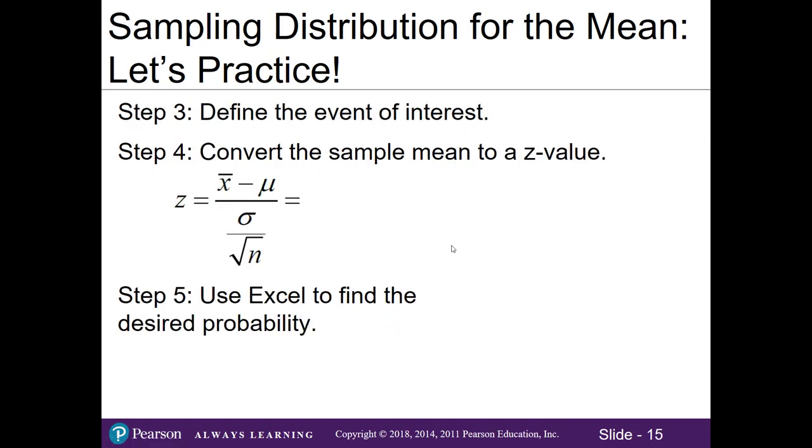Now in step 3, we want to define the event of interest. Recall it said we want to know the probability that the sample mean exceeds 2,100. Exceed is just another way of saying greater than. So the way we'll write our event of interest is our probability of our sample mean is greater than 2,100.